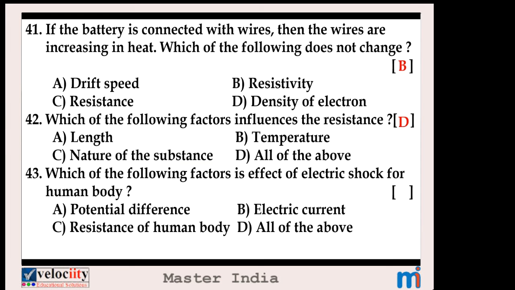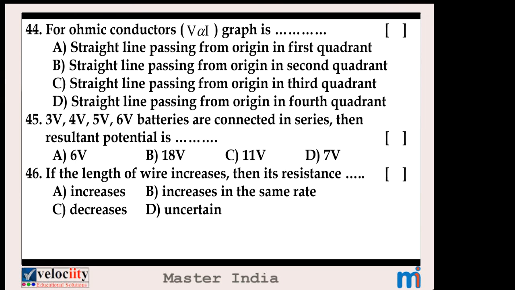43. Which of the following factors is the effect of electric shock for the human body? A. Potential difference, B. Electric current, C. Resistance of human body, D. All of the above. Option D is correct. So that means potential difference, electric current, resistance of human body.